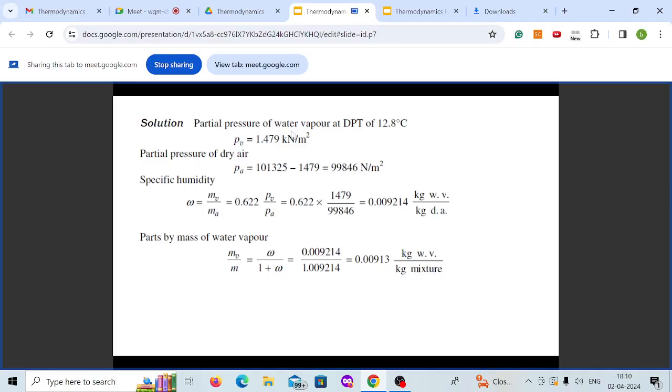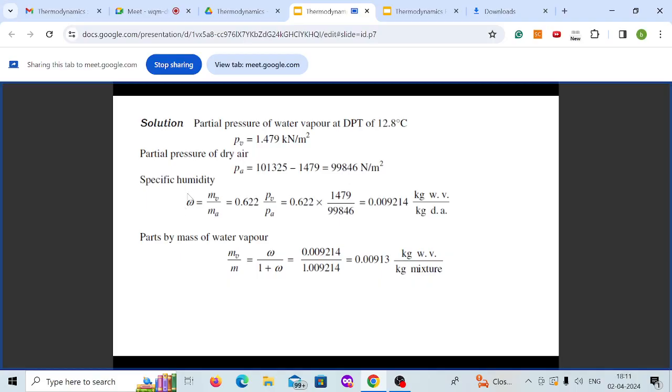So partial pressure of water vapor at dew point temperature of 12.8 degrees Celsius is 1.479 kilonewton per meter square. So partial pressure of dry air will be correspondingly, we are writing in terms of Newton here. So partial pressure of air will be 99.846 kilonewton per meter square. So we know water vapor pressure and your dry air pressure.